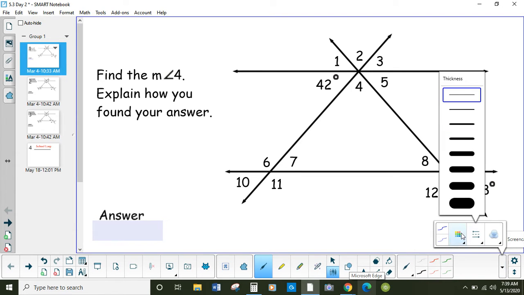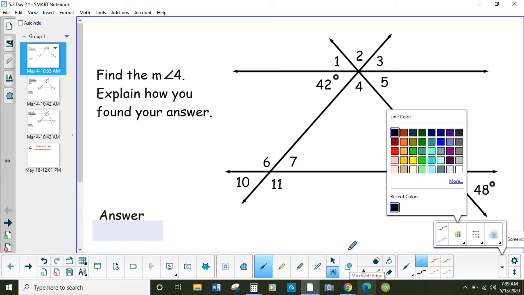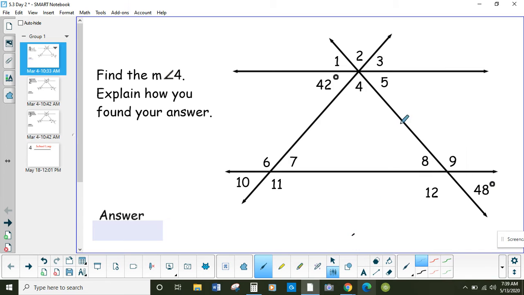So let me show you one way we can do this. We could probably come up with several here, but let's use one way. So I know that this is 42 degrees. I need to find out what this is. So if I only knew what angle 5 was, I'd be set, wouldn't I? Because these three angles make a line right here, which means they make 180 degrees.